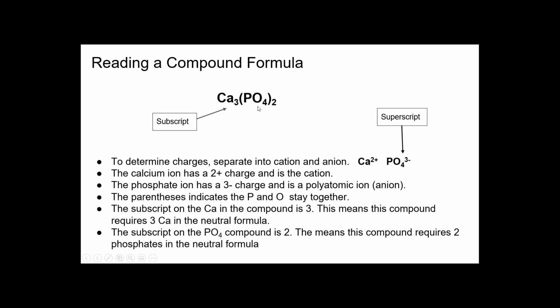So if we look at this compound here, this is calcium phosphate. This tells me that to have a neutral formula in this, I need 3 calciums and I need 2 phosphates. The parentheses means that this whole compound stays together, and there are 4 oxygens in this compound, but there's 2 of them, so there's actually 8. So you have to make sure you're very comfortable when you see a compound and how to read it and how to break it up and how to understand what a superscript is and a subscript is.